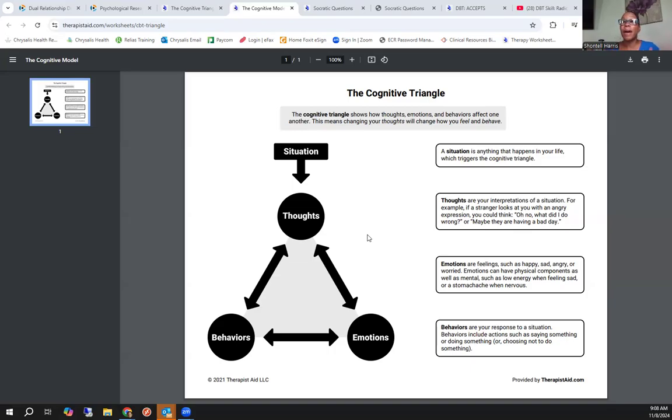Instead, yes, I'm heightening my emotion, I feel angry. Maybe I want to fight that person. What if somebody threw a drink in your face? What's your thought process? How you feeling about it? And what are you going to do?